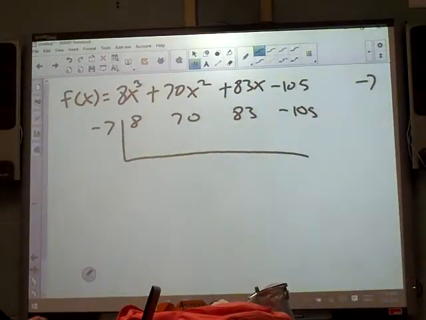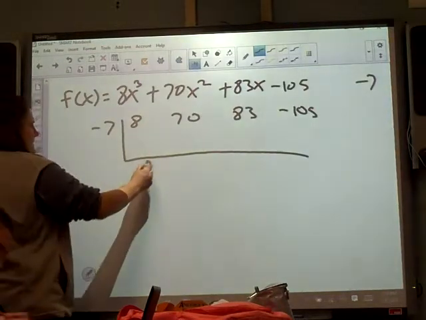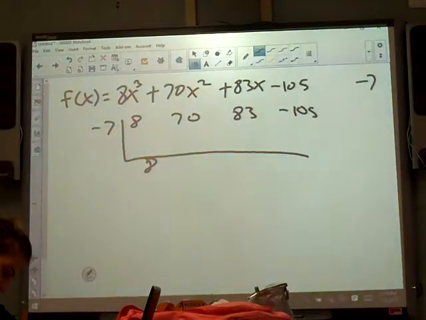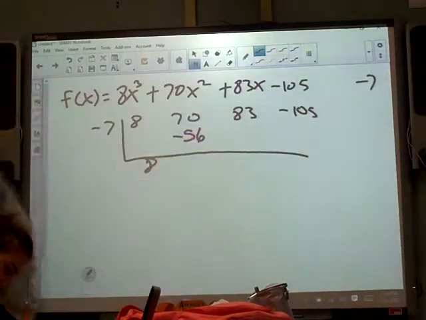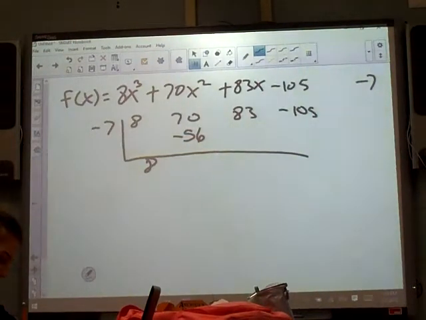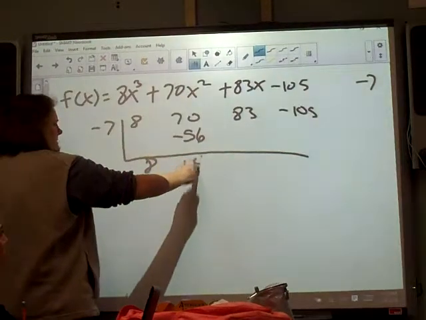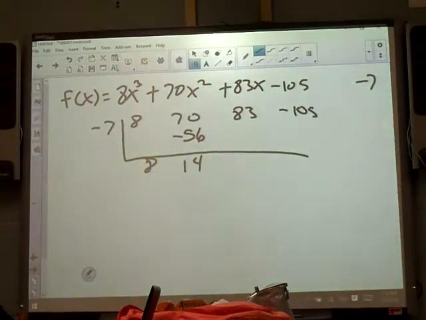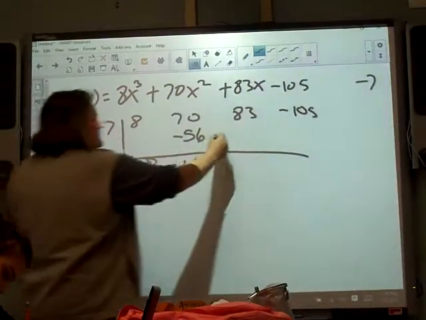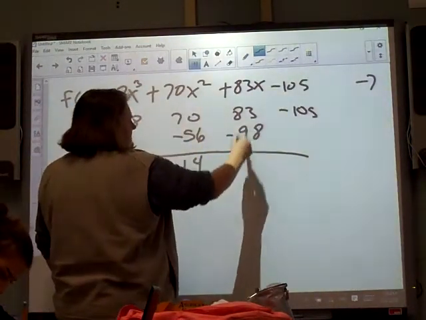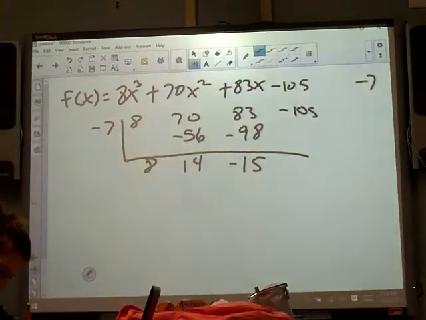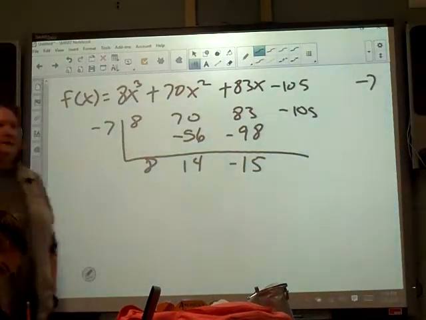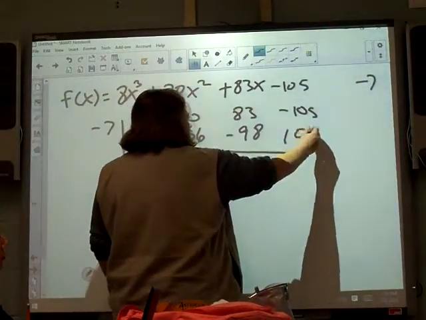I think okay. All right, so I dropped my 8. 8 times negative 7 is negative 56. Add, that gets me a 14. I might need some help on my mental math here. Multiply, I think that's negative 98. So when I add that, that's negative 15. And multiply negative 7 times negative 15. Since they're telling me it is a 0, I expect that to be a 105.